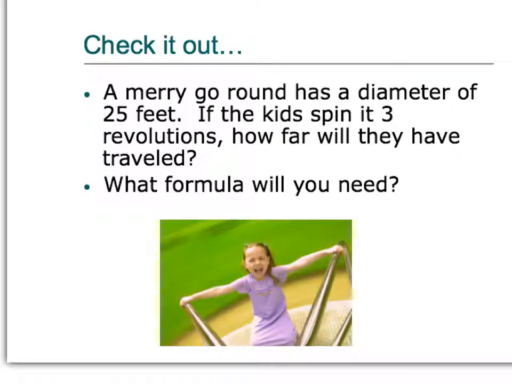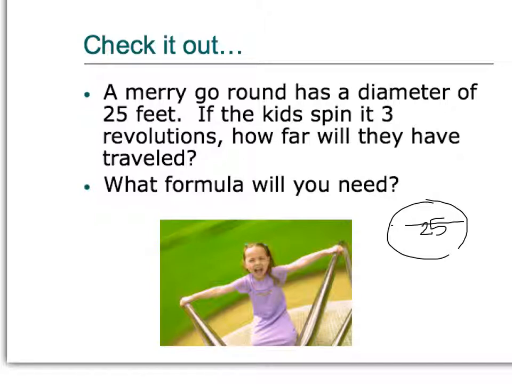All right, check out this cute little girl. So there's a merry-go-round. It has a diameter of 25 feet. So let's just pretend this is my merry-go-round. Here's my diameter. It's 25 feet. Okay, if this kid spins it 3 revolutions, what's the distance they would have traveled? My question to you is not so much to find the answer right now, but when you think about this, what formula will you need?